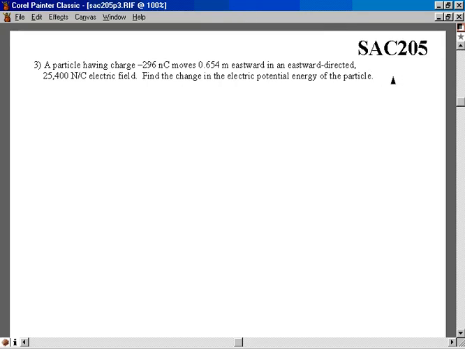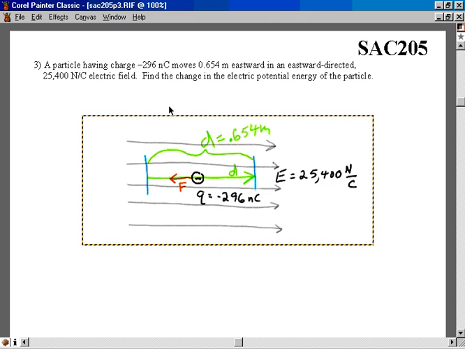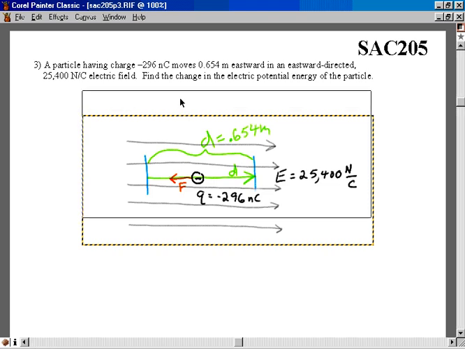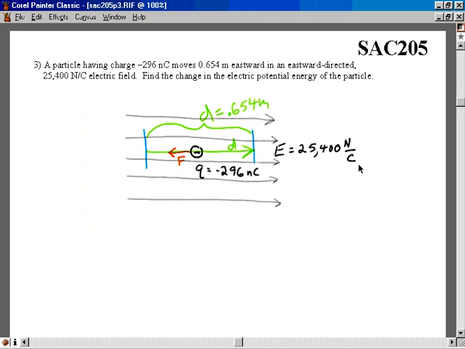Okay, here's SAC205 problem 3. Give you a chance to pause this and read it. I'll pop in a little sketch there. Got a negatively charged particle moving distance d rightward, well, I should say eastward.